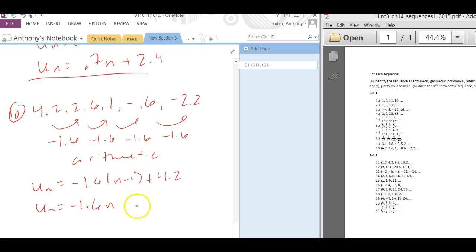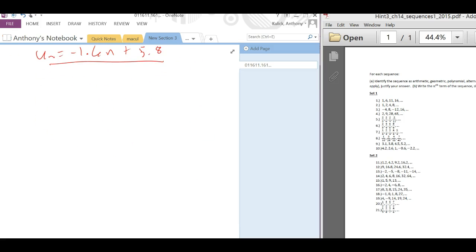Negative 1.6n plus, nope, not plus 2.6. Try again. 5.8. And we'll move on to set 2. As long as we're doing these, I might as well do them all, because I'm not going to want to do it again later. Let's see the next one.